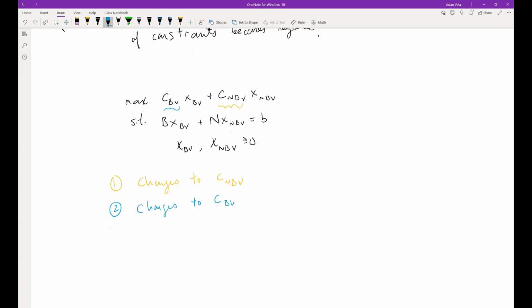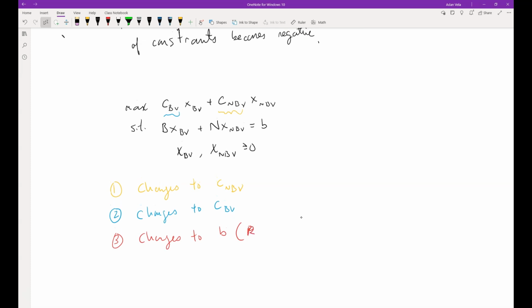The next one, and mostly the third most important one, is we're going to look at changes to B. So this is the right-hand side coefficient. So these are the three main changes that we'll look at.